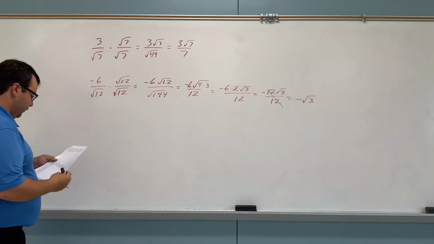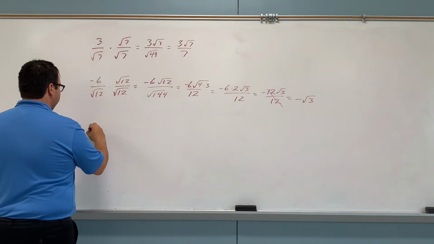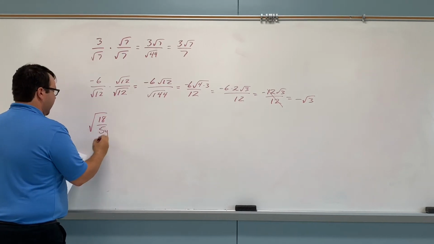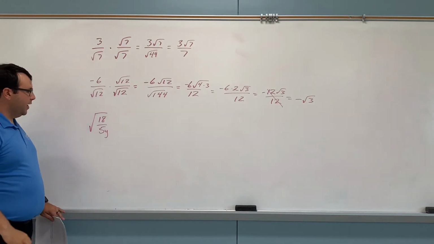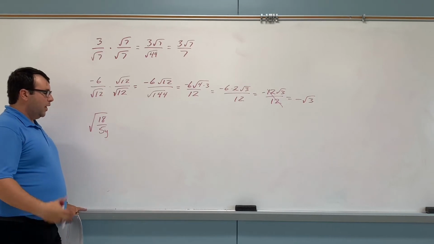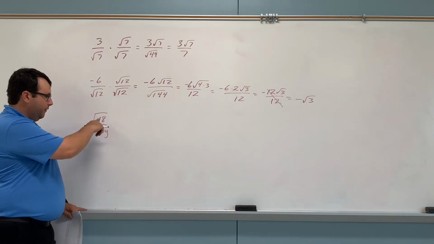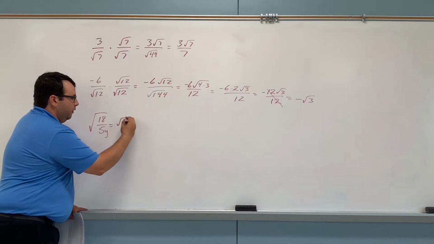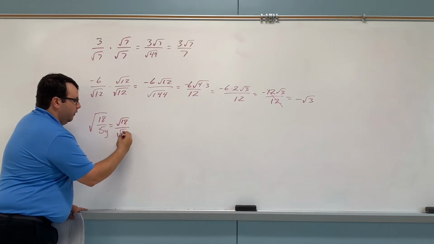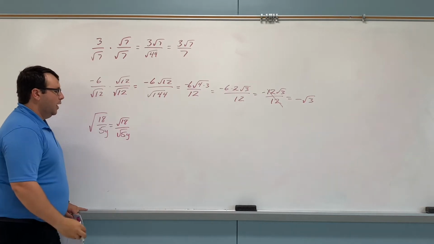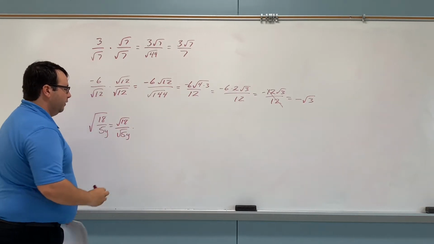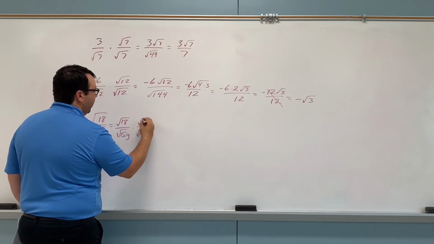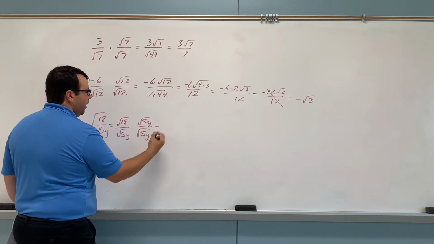Okay, let's try another one. Let's say I have a fraction that is contained inside of a radical. So my entire radicand is a fraction. What I'm going to do is see if I can simplify that fraction at all. I can't. So I'm going to split it up. I have the square root of 18 over the square root of 5y. I want to rationalize my denominator, so I'm going to multiply by the square root of 5y to both numerator and denominator.